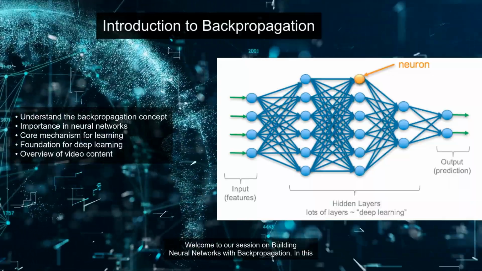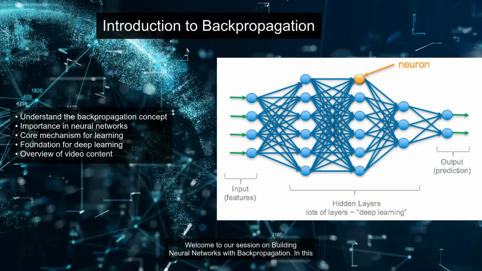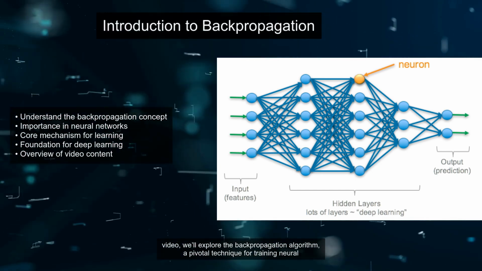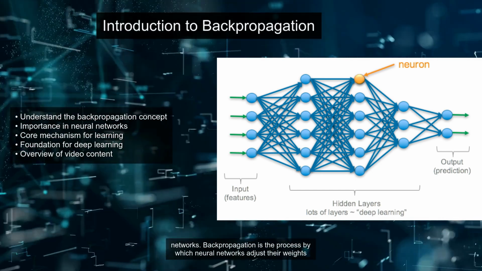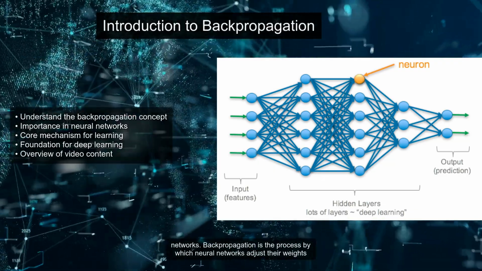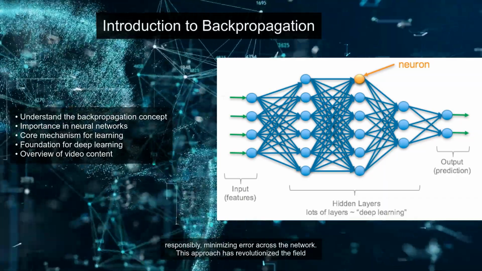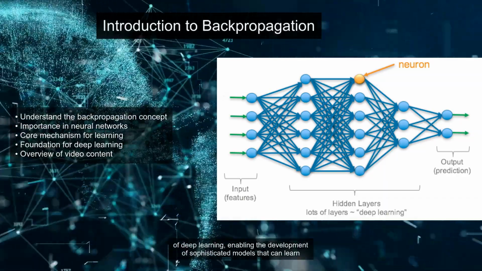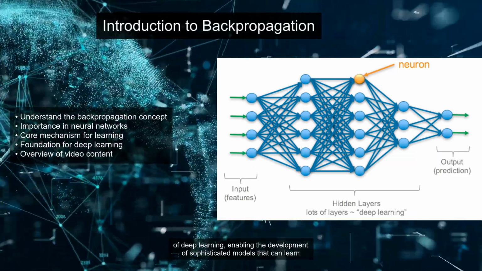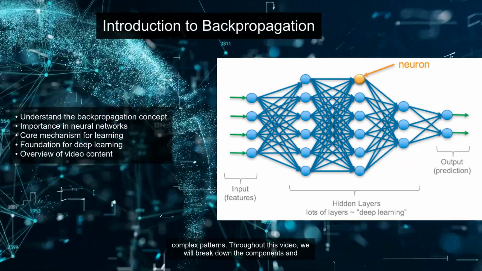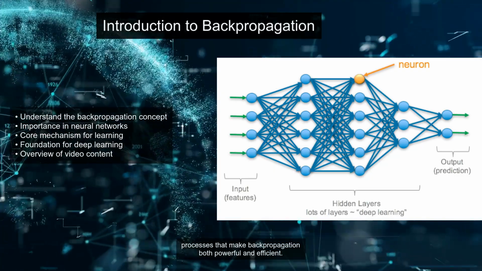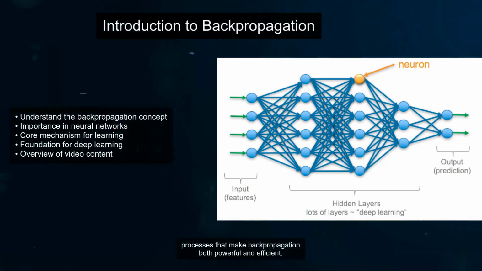Welcome to our session on building neural networks with backpropagation. In this video, we'll explore the backpropagation algorithm, a pivotal technique for training neural networks. Backpropagation is the process by which neural networks adjust their weights, minimizing error across the network. This approach has revolutionized the field of deep learning, enabling the development of sophisticated models that can learn complex patterns. Throughout this video, we will break down the components and processes that make backpropagation both powerful and efficient.